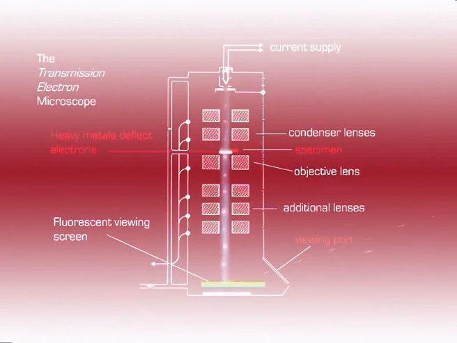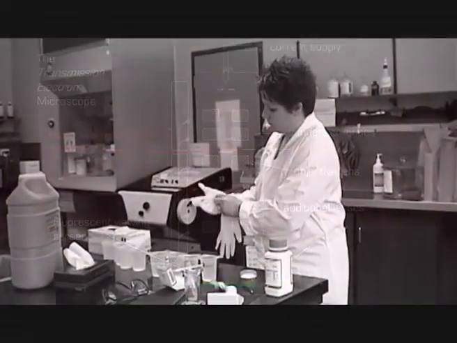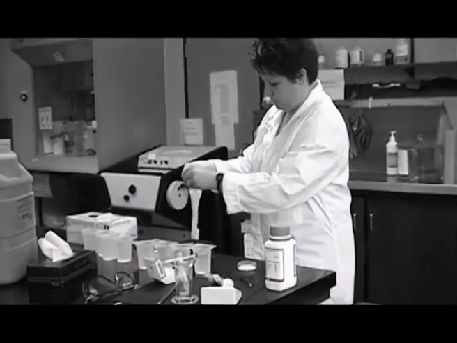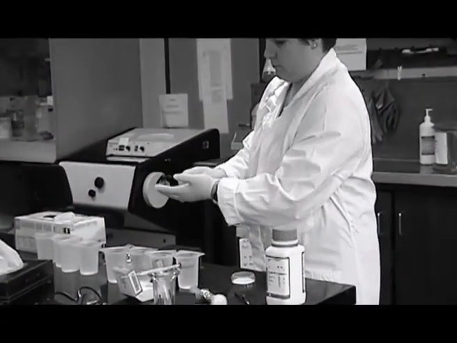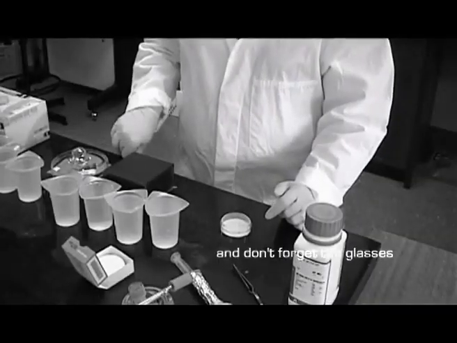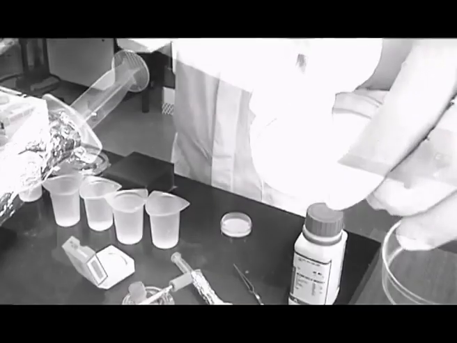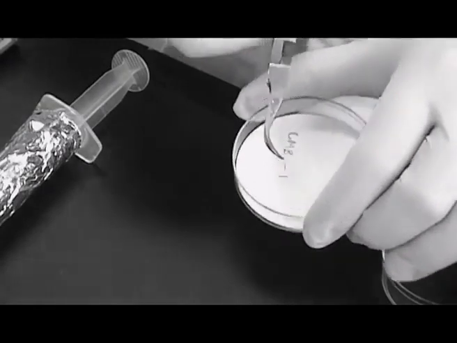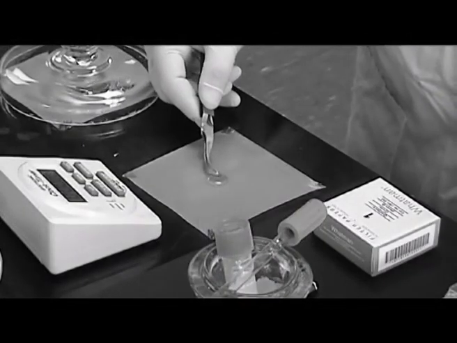Staining uses hazardous chemicals, and so the use of gloves and safety goggles are necessary precautions. To stain the sections, the grid is lowered onto a drop of the staining solutions. After washing, the sections are finally ready for viewing.